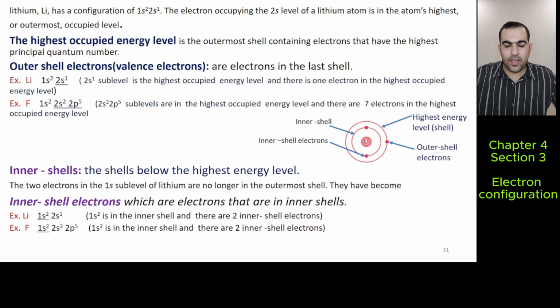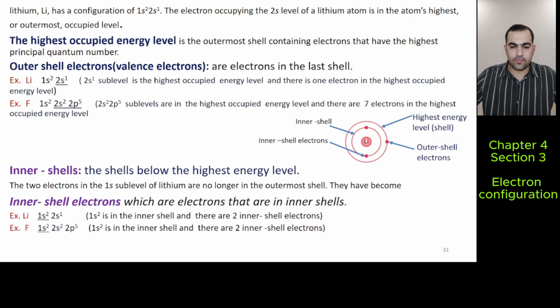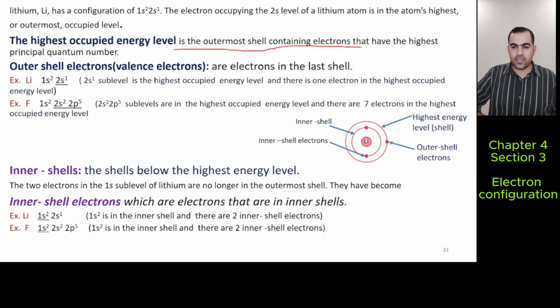Look, highest occupied energy level, outer shell electron, valence electrons. What is the highest occupied energy level? It is what it says: the outermost shell containing electrons that have the highest principal quantum number. Look at here. I'm lithium. Lithium is 1s2, 2s1, because lithium's atomic number is 3.